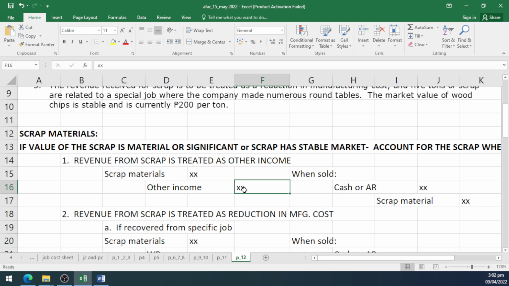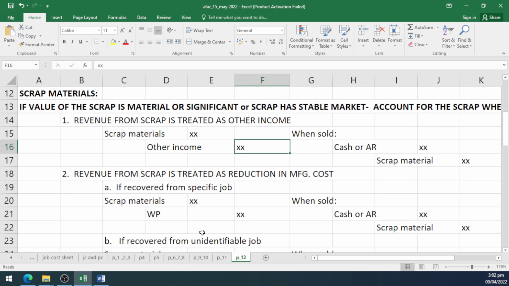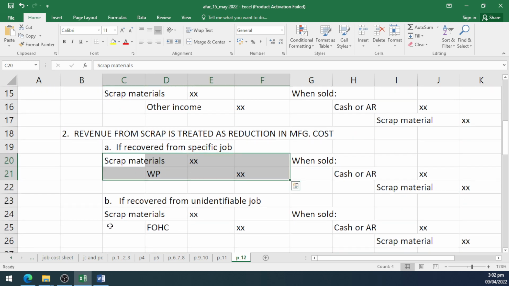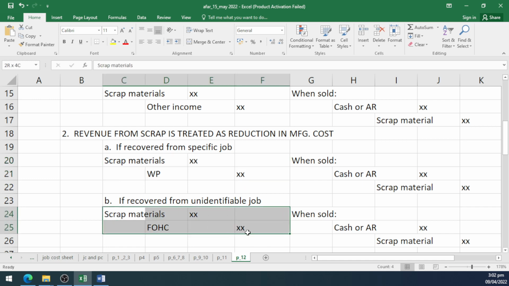If this scrap is treated as reduction in manufacturing cost, kasi dalawa yan, either treated as other income or treated as reduction in manufacturing cost. If treated as reduction in manufacturing cost and recovered from a specific job, the entry is this: debit scrap materials, credit work in process. If recovered from unidentifiable job, ito ang katumbas nung apply to all jobs or charge to factory overhead control. Debit scrap materials, credit factory overhead control.